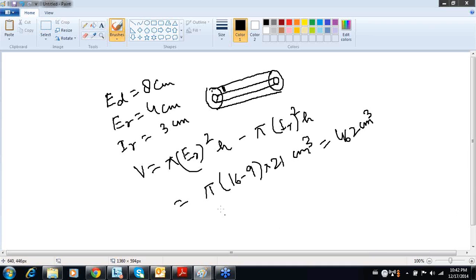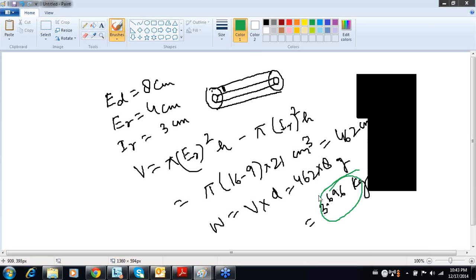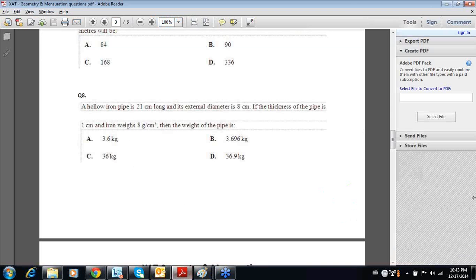Now weight of iron will be what? Volume into density. So volume into density is 462 into 8 gram, that is equal to 3696 gram or 3.696 kg. So 3.696 kg will be our answer. So we will go ahead and mark option number B, 3.696 kg.